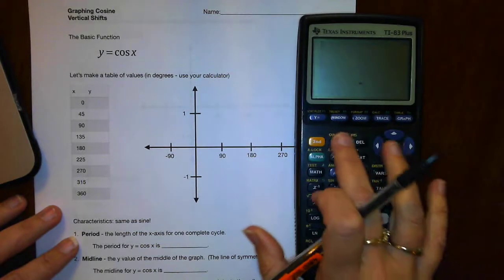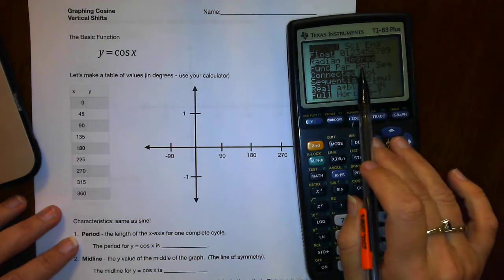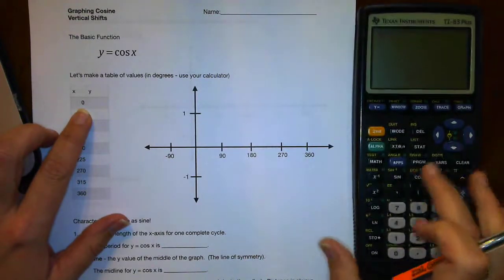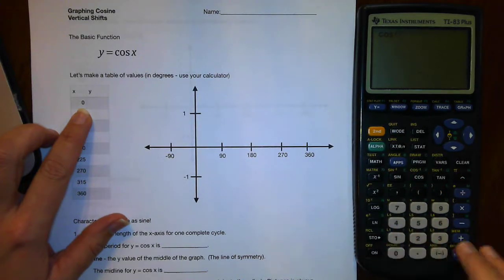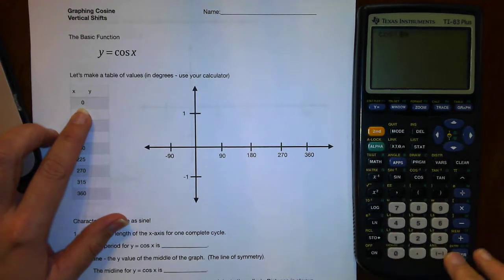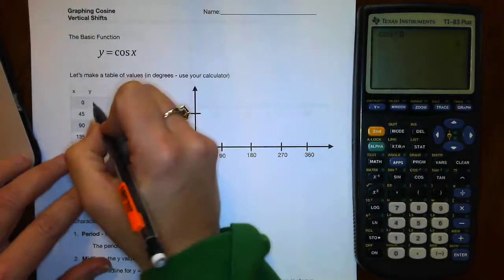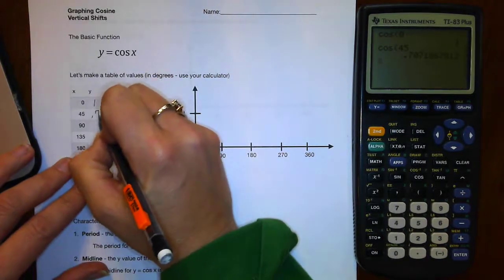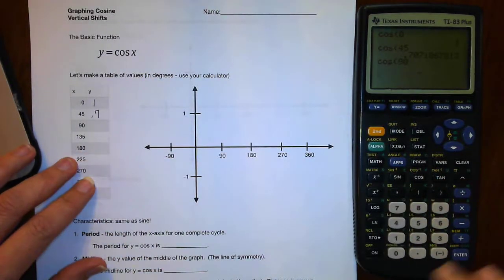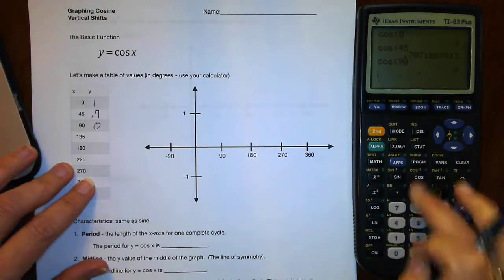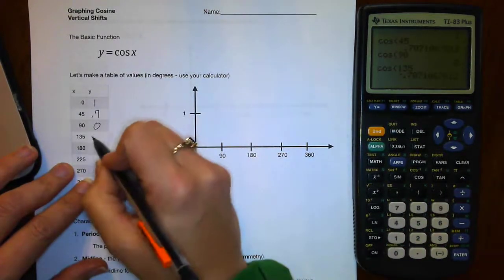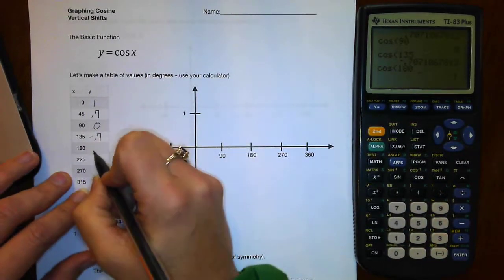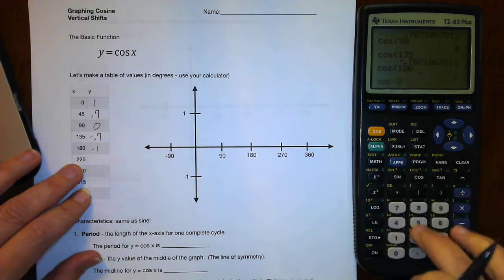Make sure that your calculator is set in degree mode. And then we're just going to tell the calculator to find all these cosine values. So I'm going to press cosine 0, and that's 1. Cosine of 45 is 0.7. Cosine of 90 is 0. Cosine of 135. So you might feel like we're getting a lot of the same numbers. Cosine of 180 is -1, as we did with sine.